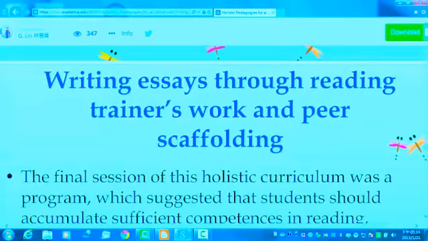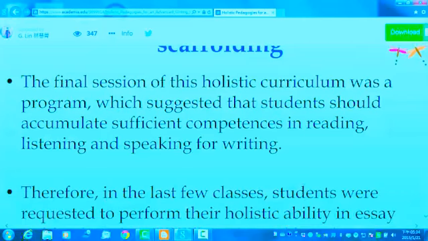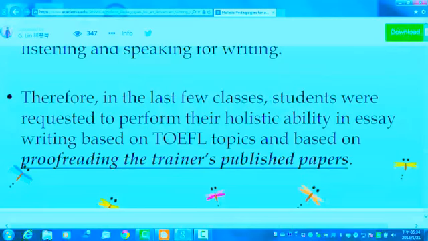Writing essays through reading the trainer's work and peer scaffolding. The final section of this holistic curriculum was a program which suggests that the students should accumulate sufficient competencies in reading, listening, and speaking for learning writing. Therefore, in the last few classes, students were requested to perform their holistic ability in essay writing based on TOEFL topics and based on proofreading the trainer's published papers.